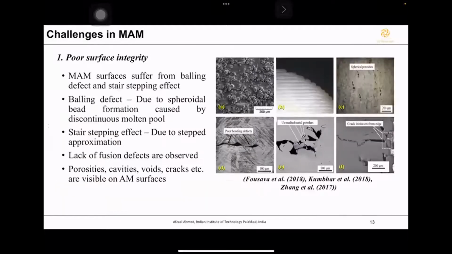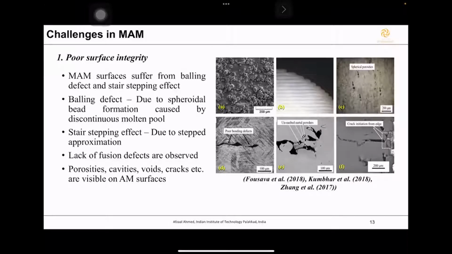So moving on to the challenges. Not everything is greener in metal additive manufacturing as well. You have to overcome some of the challenges, which are related to the stair-stepping effect, balling defects, porosities, voids, cracks, and all these things. Because this is a complex process, we are dealing with metals, and metals behave differently at different temperatures. So you have to take care of all these things.